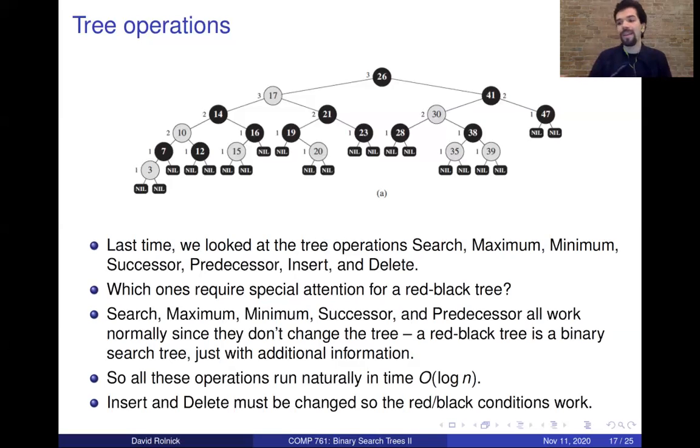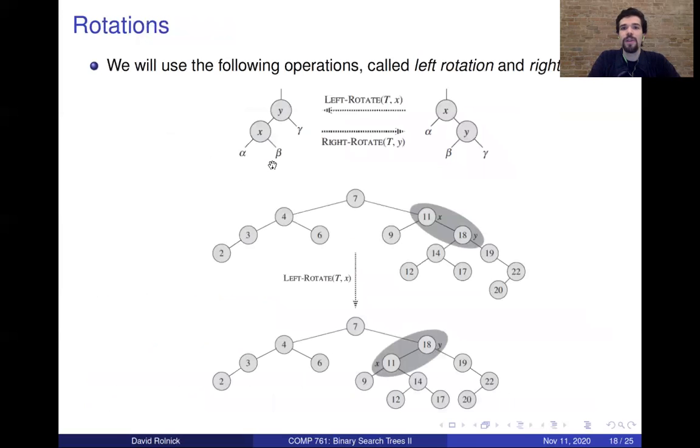So there is a way to, and we're not going to go into it here, there's a way to make insert and delete work in a red-black tree. And the way that that works is using these ways of moving around a binary search tree. These are the operations. They're called left rotation and right rotation. And the key point here is that left rotation and right rotation take a binary tree and they give you another binary tree. They do not violate the binary search tree property.